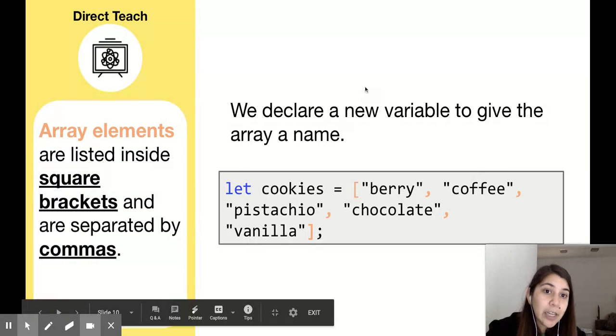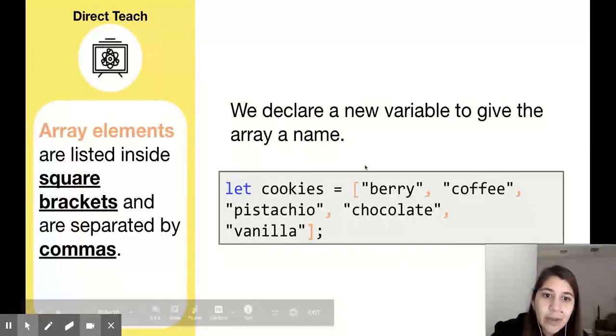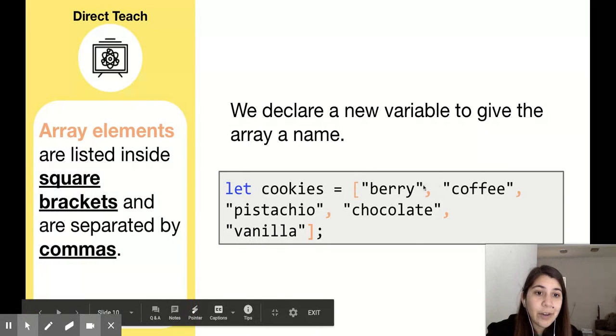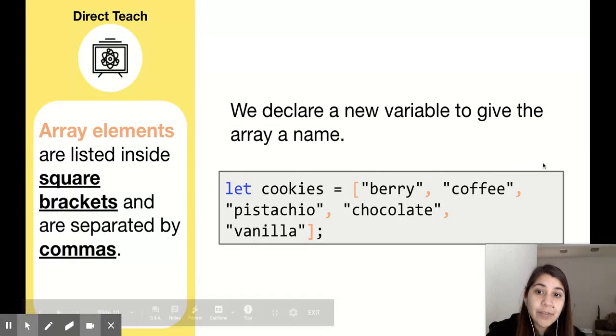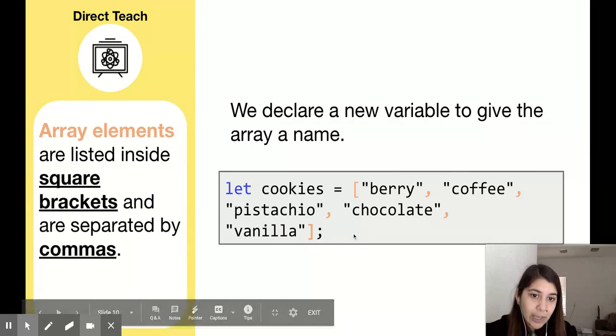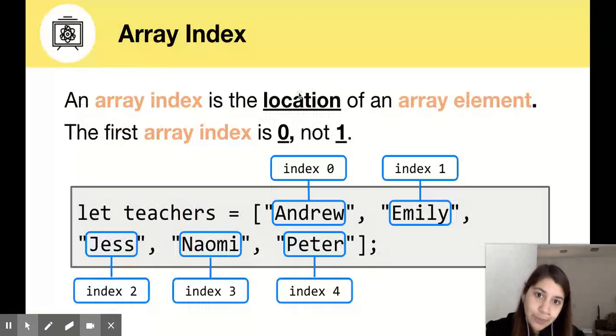We declare a new variable to give the array a name. So we're saying let cookies, the same way you would declare any other variable. Then we put square brackets, and then we have our values. We have 1, 2, 3, 4, 5 elements in this array that are all separated by commas. Here all of the array elements are strings, and they look delicious.